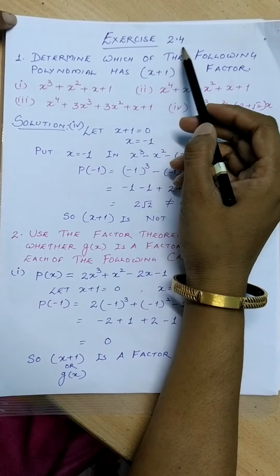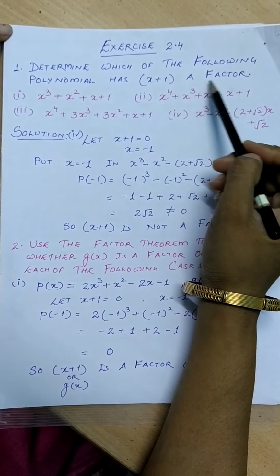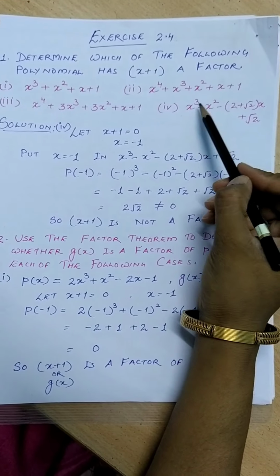So today we'll continue chapter number 2. So let's start with exercise 2.4. Now exercise 2.4: determine which of the following polynomials has x plus 1 as a factor. So we'll solve this part.